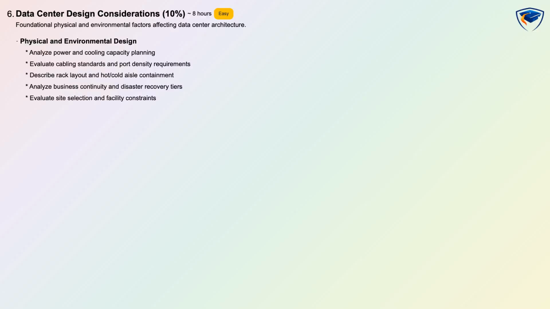Data center design considerations is 10%, easy difficulty, with about 8 hours of study and conceptual plus scenario-based assessment covering physical and environmental factors. You will analyze power and cooling capacity planning, cabling standards and port density, rack layout with hot and cold aisle containment, and business continuity and disaster recovery tiers. You will also evaluate site selection, facility constraints, and how physical design influences network architecture and operational resilience.